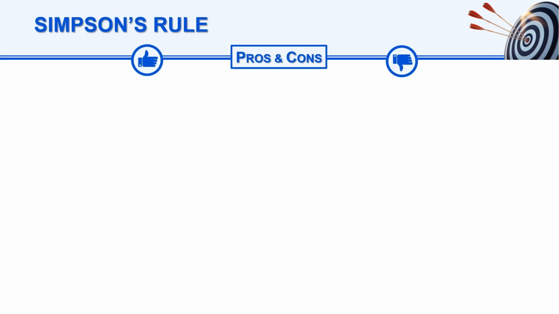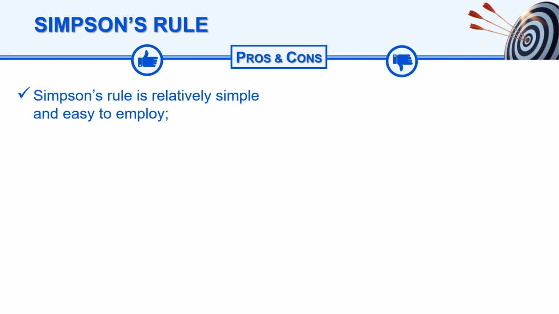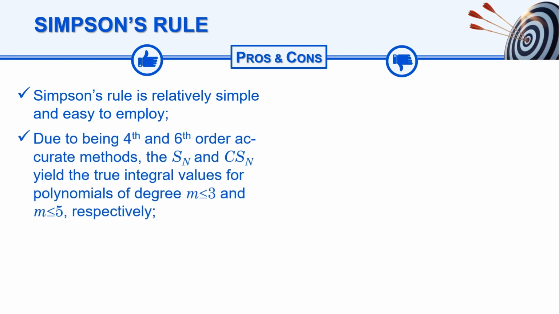The advantages of Simpson's rule are: Simpson's rule is relatively simple and easy to employ. Due to being 4th and 6th order accurate methods, the Sn and CSn yield the true integral values for polynomials of degree m less than or equal to 3 and m less than or equal to 5, respectively. Error analysis is straightforward.